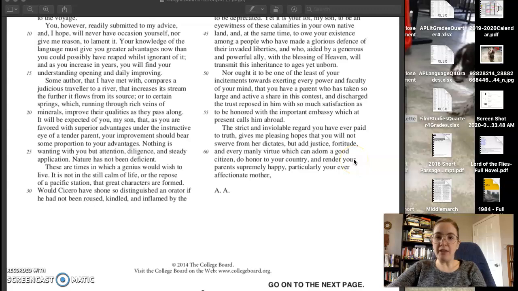You have a parent that has taken so large and active a share in this contest and discharged the trust reposed in him with so much satisfaction as to be honored with the important embassy which at present calls him abroad.